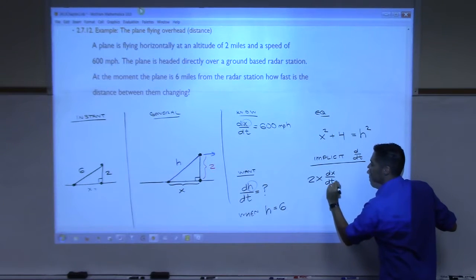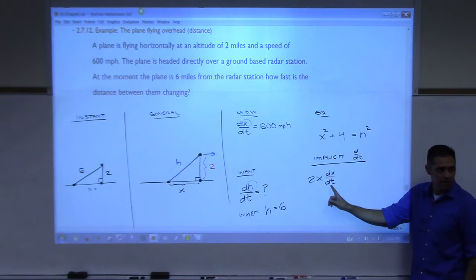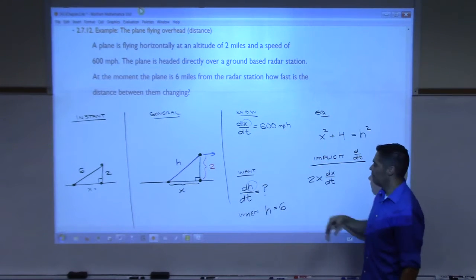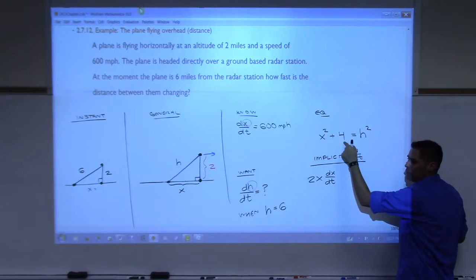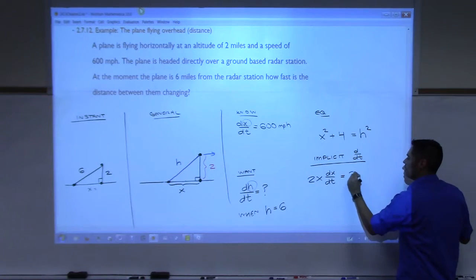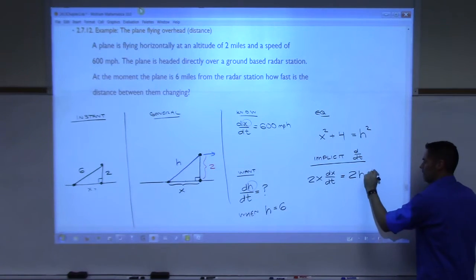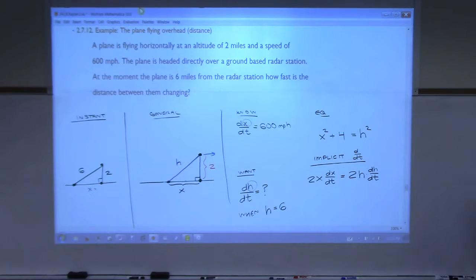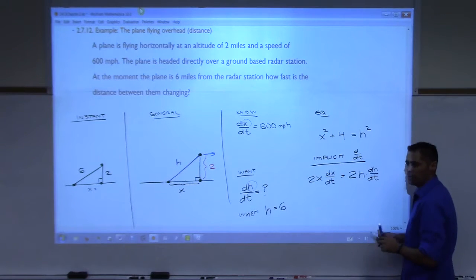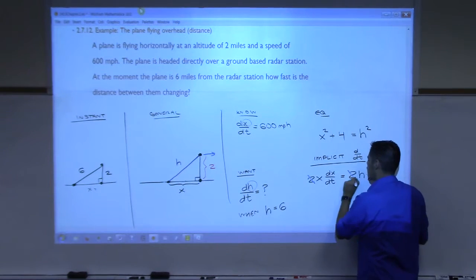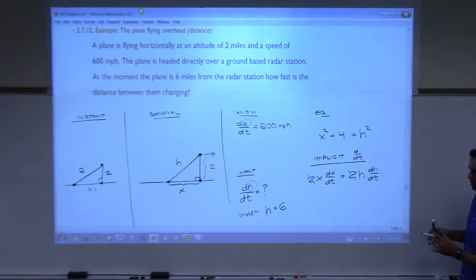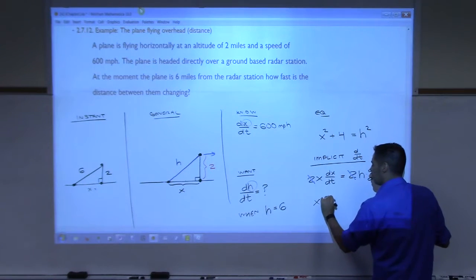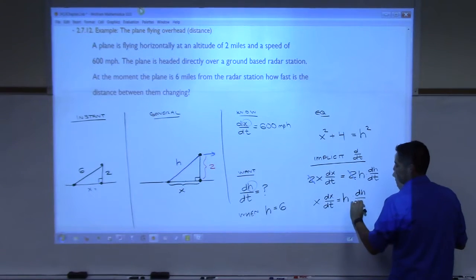dx/dt. We need that, don't we? dx/dt needs to be here, because it's here. Plus 0, because the derivative of 4 is 0, equals 2h dh/dt. And we can kill off the 2's. So we have our formula: x dx/dt equals h dh/dt.